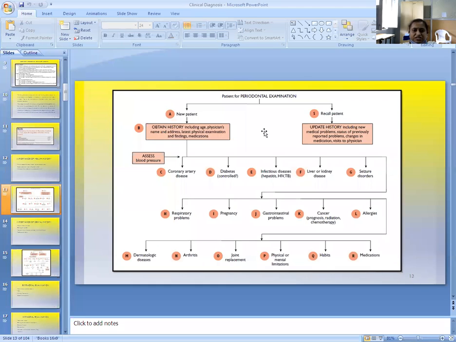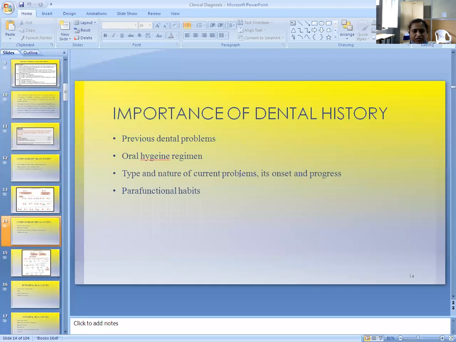So this is a flow chart which tells you about this. Now we'll move faster, because a dental history. To know dental history, you have to ask about any previous dental problems of your patient, oral hygiene regime, type and nature of current problems, its onset and progress, and parafunctional habits. All these things will give you the patient's attitude towards dental treatment. It means whether the patient is aware of his oral hygiene; it will give you an idea about the patient's attitude towards oral hygiene. So because of that, dental history is also equally important.